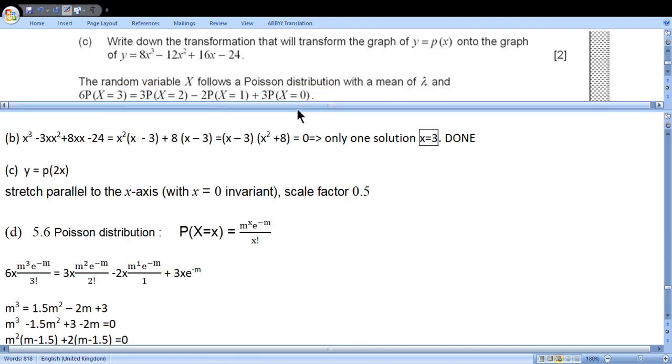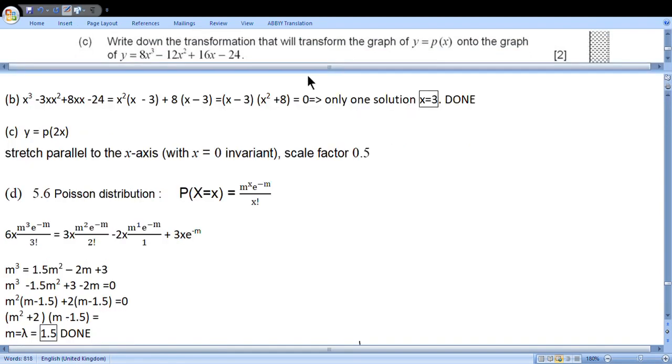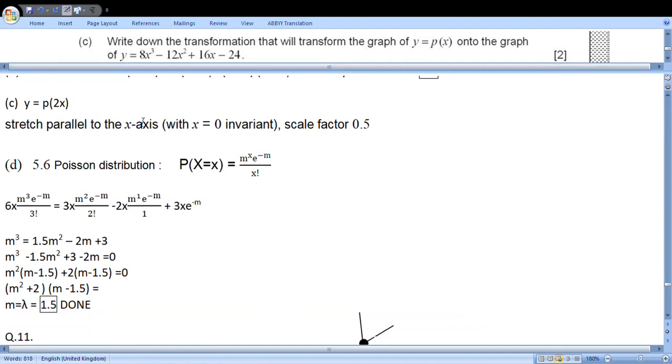Write down the transformation that will transform the graph onto the graph. Okay, here we can realize that y equals p(2x). We have a stretch parallel to the x-axis with x equals 0, scale factor 0.5.